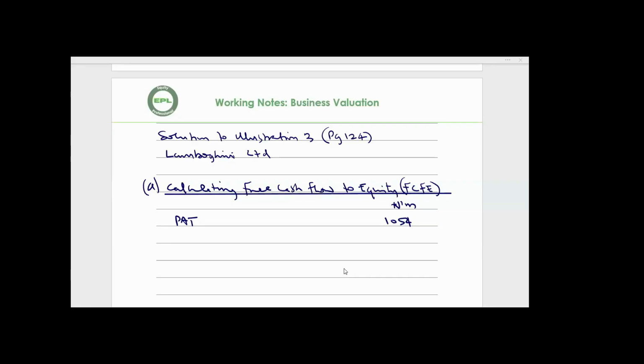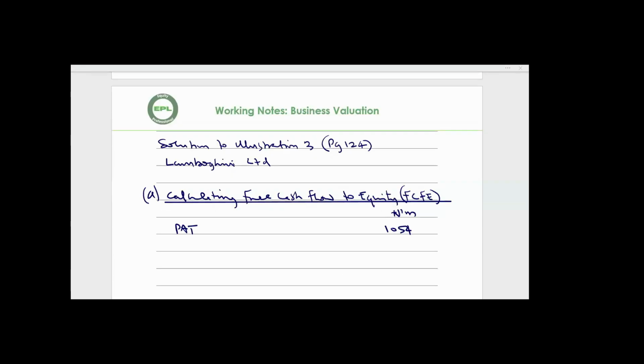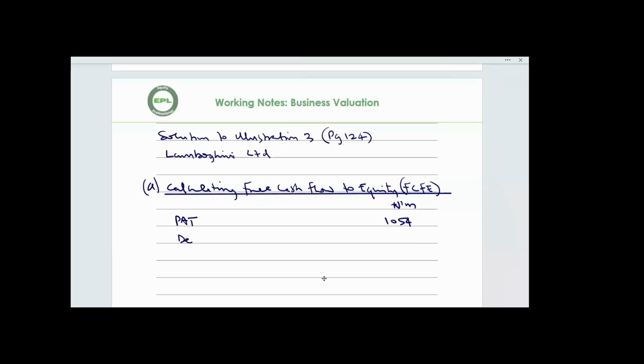So in this question, we have depreciation of 440. So let's add it back. So I would then say depreciation, non-cash item.